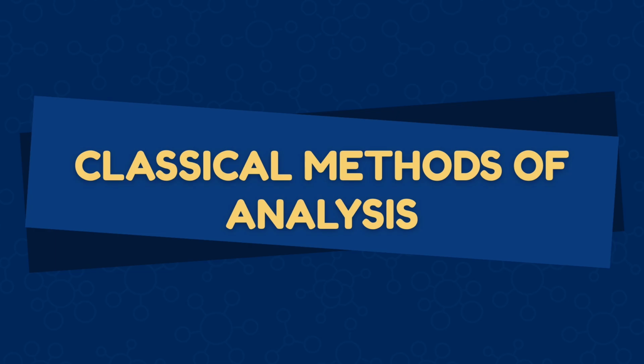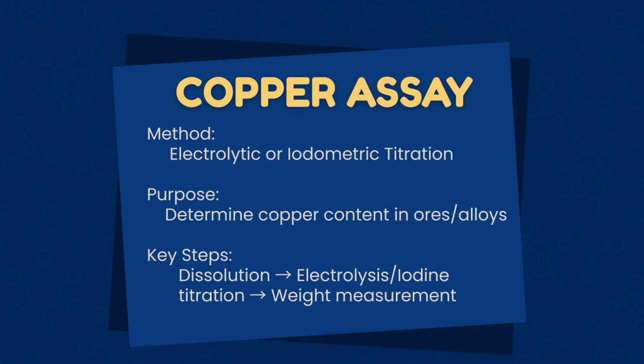Classical methods of analysis. Copper assay. Copper is one of the oldest metals known to humans, and determining its amount in ores or alloys is very important in mining and metallurgy. The traditional copper assay can be done in two common ways: electrolytic deposition and iodometric titration.